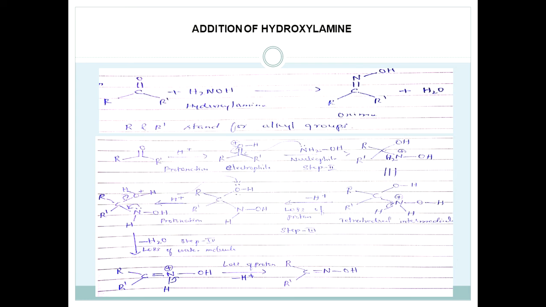In the next step, since the tetrahedral intermediate is unstable, it loses a proton. Finally, the oxime is obtained by the loss of water. So in this way, the mechanism of addition of hydroxylamine happens and the oxime is obtained.